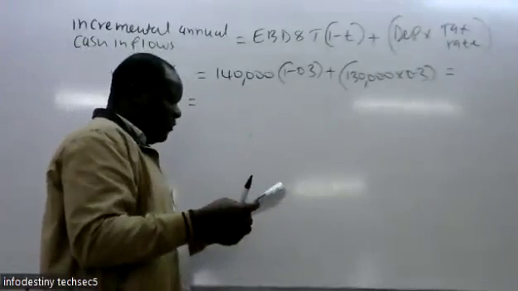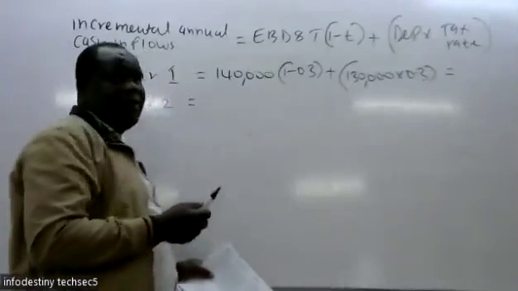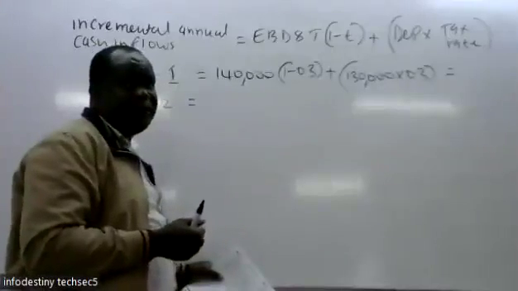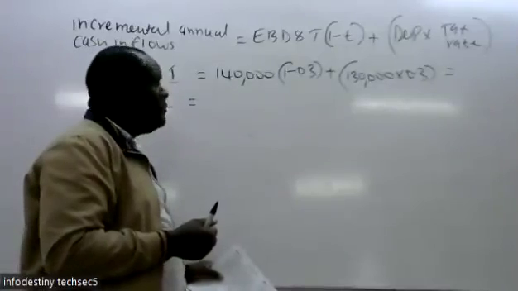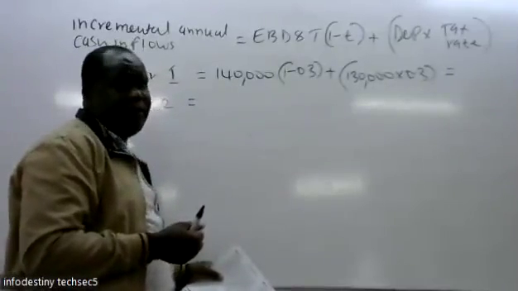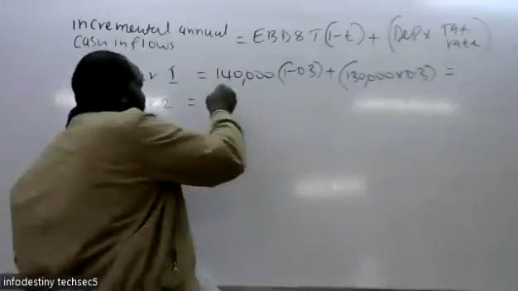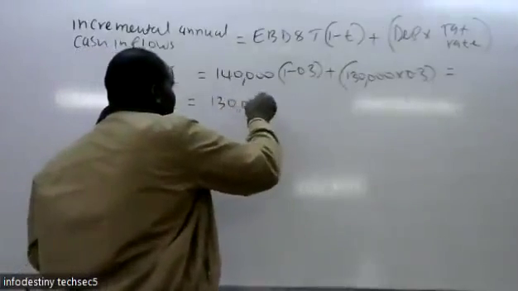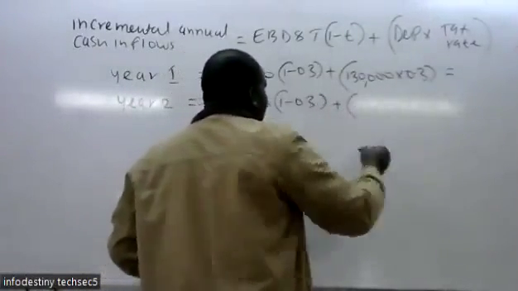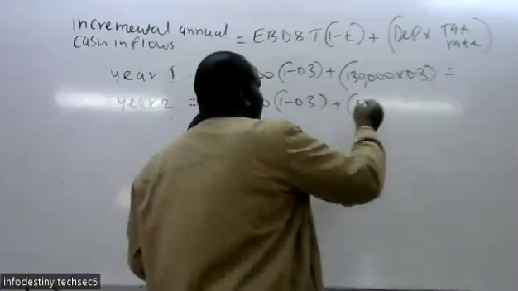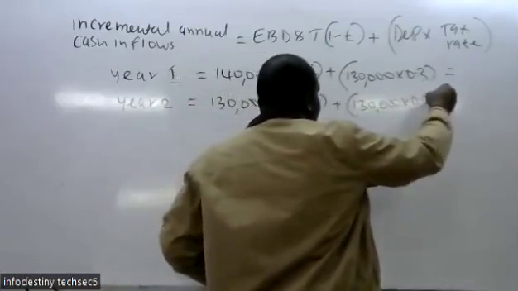When it comes to year two, it is 280 minus 150. So when you take 280 minus 150, it should be how much? So 130, also 1 minus 0.3. Then also we add. So this is still 130,000 multiplied by 0.3.